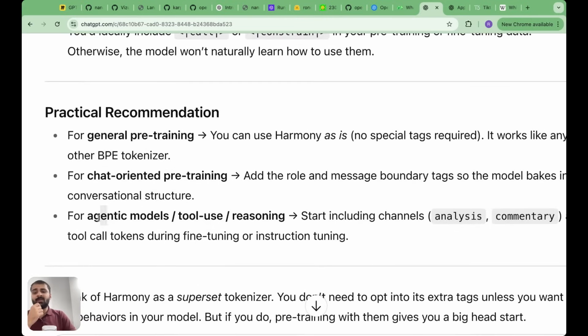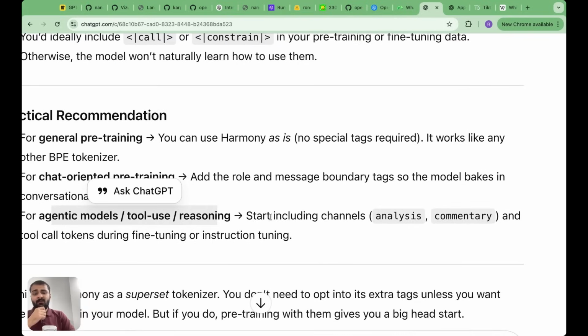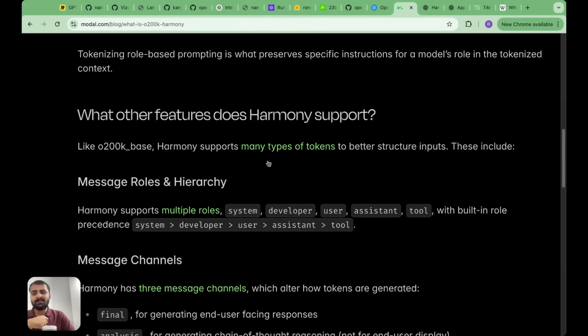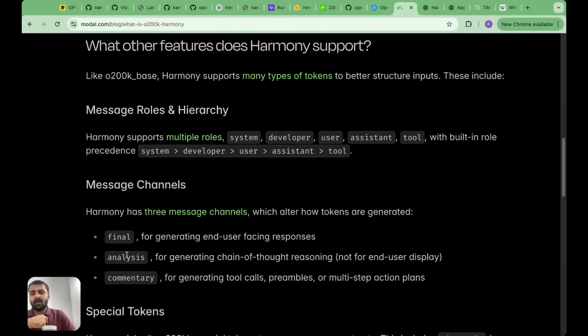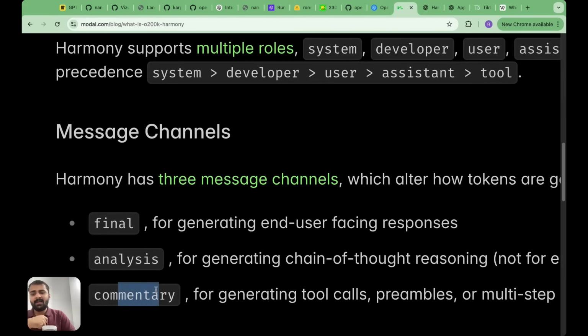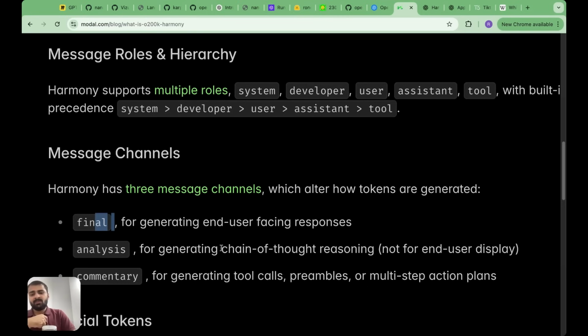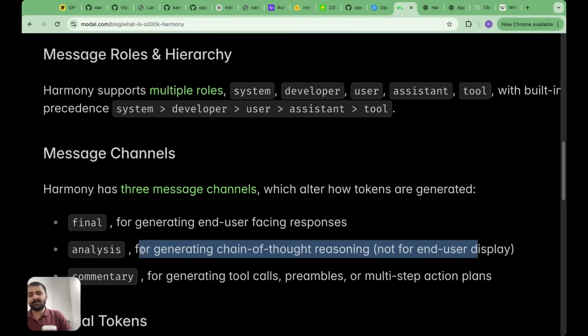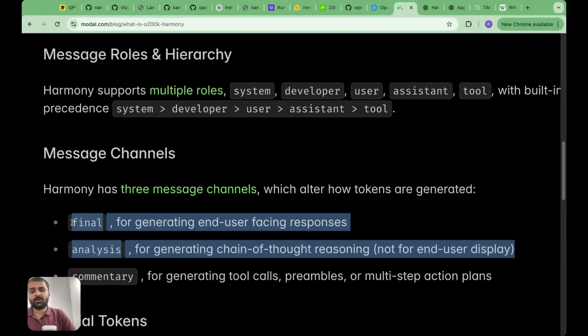So if you see, for agentic models, tool use or reasoning, we can start including channels. So it has three message channels: analysis, commentary, and final. So commentary is for when we are generating tool calls. Analysis is for when generating chain of thought reasoning. And final is for generating the end user response.